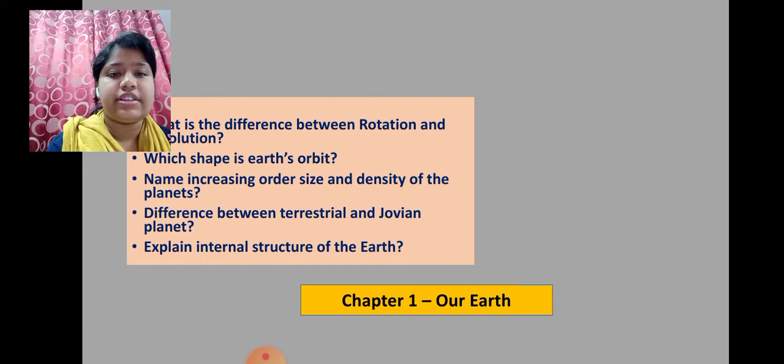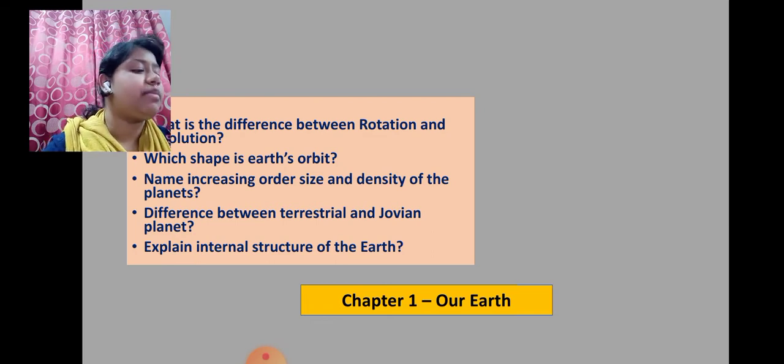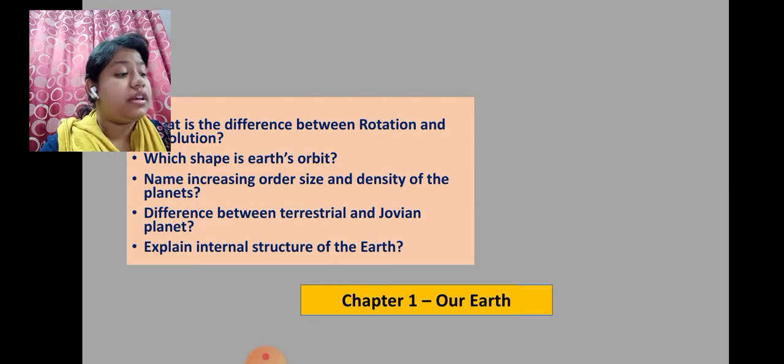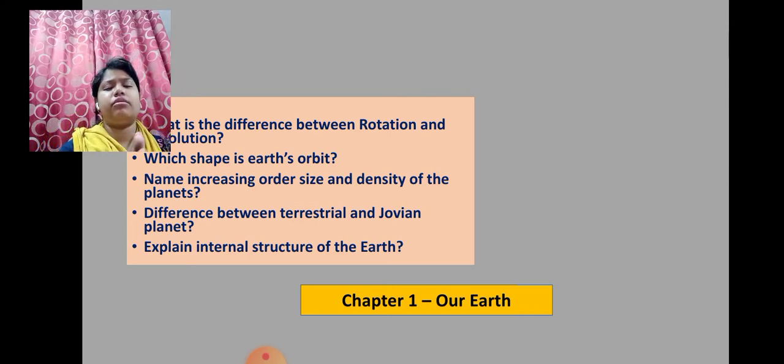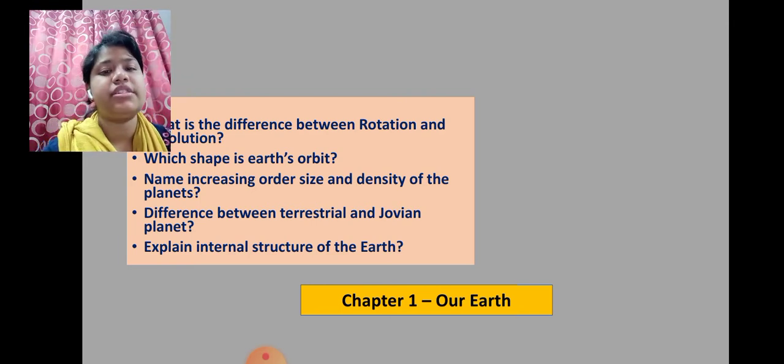Next, we were studying terrestrial and Jovian planets. Terrestrial planets are the planets which are near to the Sun, like Mercury, Venus, Earth, and Mars. Jovian planets are the planets which are far away from the Sun. The next four are the Jovian planets, and the first four are the terrestrial planets.